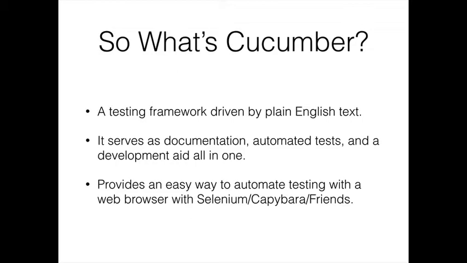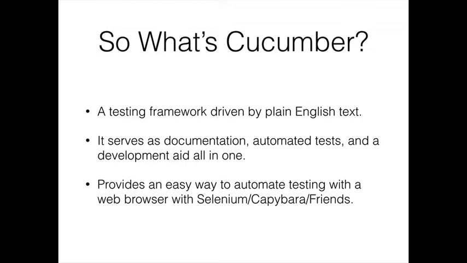So this text that we write serves as documentation to say, oh, this is how it's supposed to work. It actually is the automated test itself, and it's a development aid, all in the same package. If you write your test first, you can eventually write your code so it matches the test. So that's why it'd be a development aid.